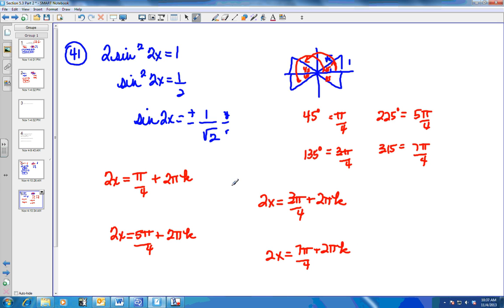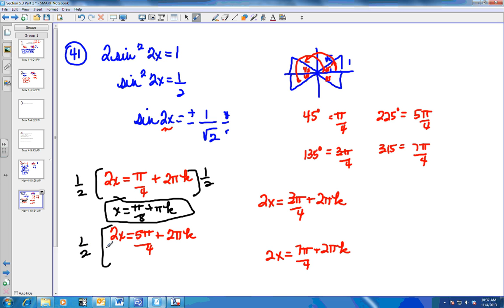Since this is what 2x equals, we just want x, so we're going to divide everything by 2 or multiply by 1/2. So that means x would equal pi over 4 times 1/2, that's going to be pi over 8 plus, my 2's cancel, pi k. And that makes sense because 2 pi divided by 2, my new period is pi. There's that one. Multiply everything by 1/2.